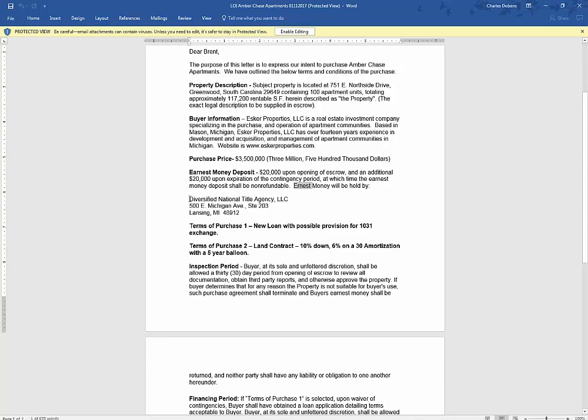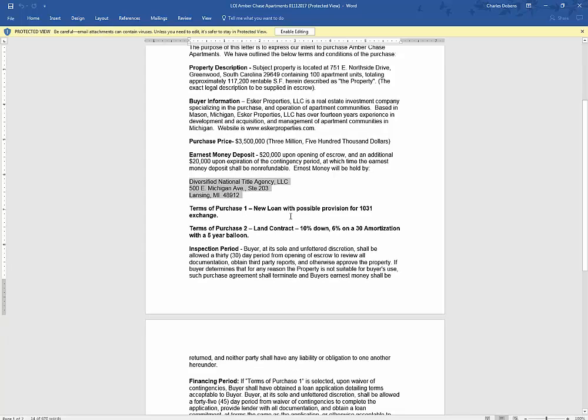Okay, will be held by, all right, well, if we're going to do my earnest money, we have to change this. This is an issue, diversified national title, Lansing, Michigan. They're not going to like that. We can have me hold the earnest money, my law firm hold the earnest money, or we can have a title company down there in South Carolina. This is going to scare them away that everything's being handled up in Michigan. So you don't want to do that.